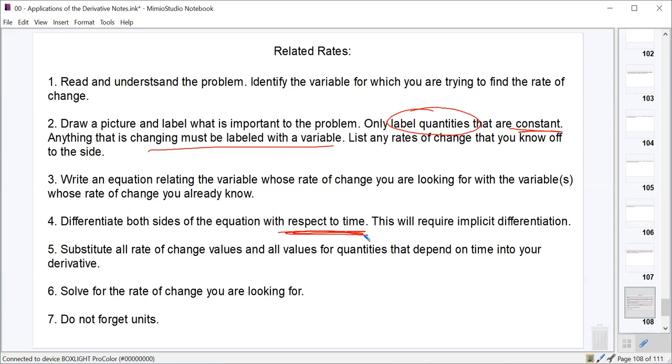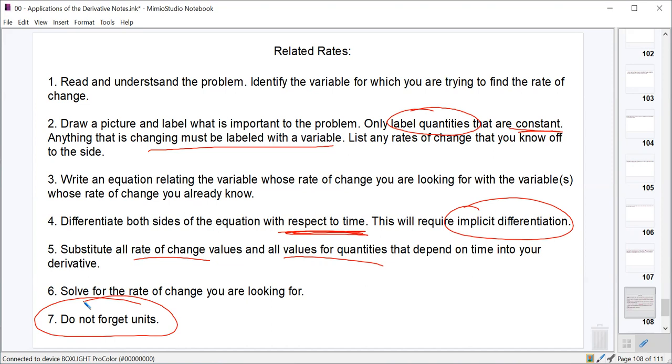That means that you're going to have a bunch of variables that are not t in the equation, but you're going to differentiate them with respect to t. That means you need to use implicit differentiation. Once you've got your derivative, you'll substitute all of your rates of change and all the other values for the quantities that were not constant, that were dependent on time. You'll put those into your derivative, solve for the one you're looking for, and remember units at the end.